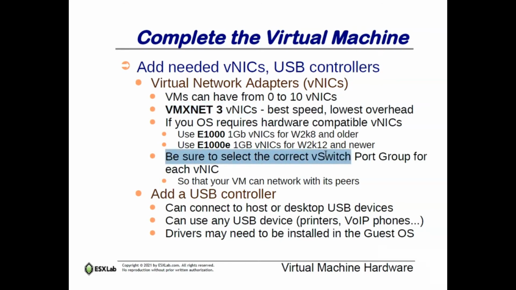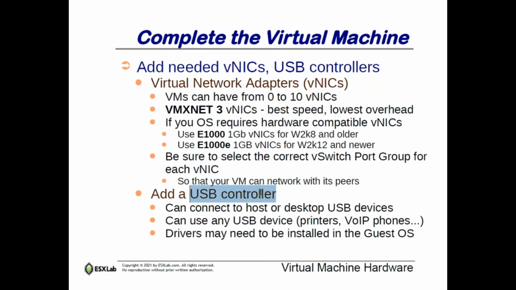Regardless of the NIC I pick, I have to connect it to the correct port group. A port group is a named set of ports on a vSwitch, and I would create different port groups so that I can connect to different LAN segments, such as production, storage, backup, whatever it is I've set up in my environment. The idea here is I'm going to want my VM to network with its peer machines, so other VMs, other physical machines. So I need to have a connection through a port group to a vSwitch, through uplinks to the physical network so that I can get to all my peers.